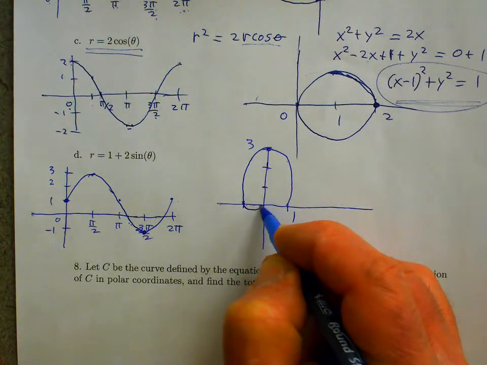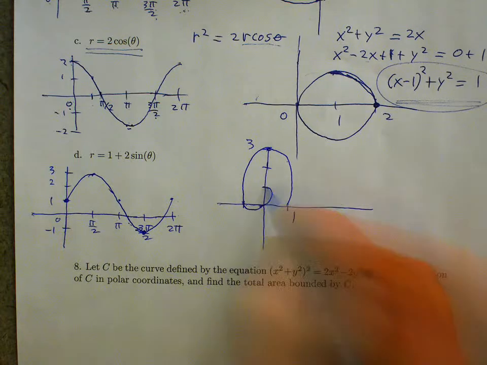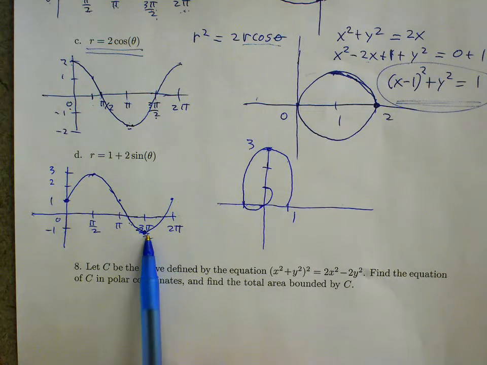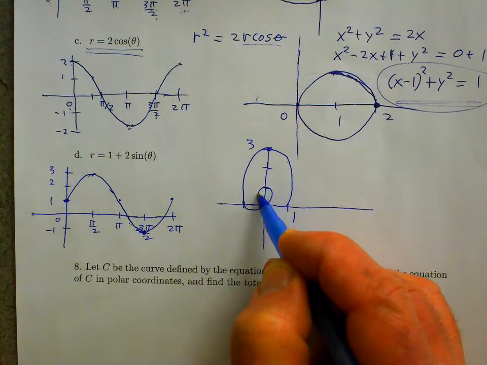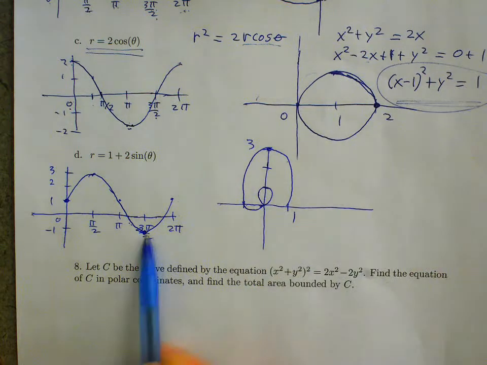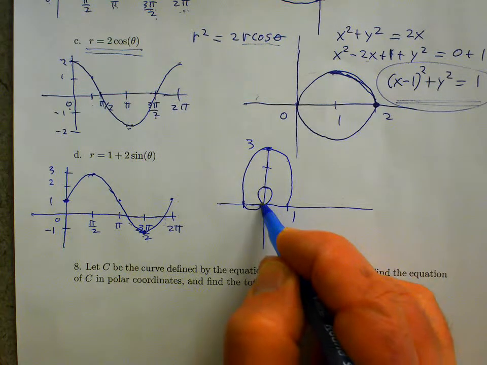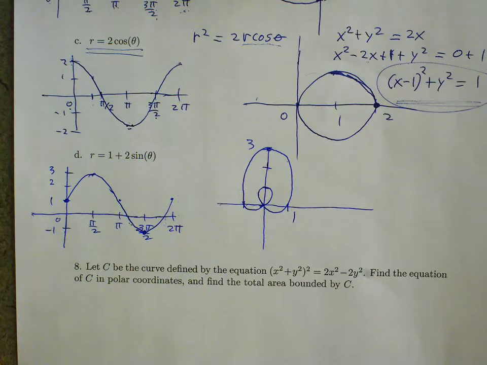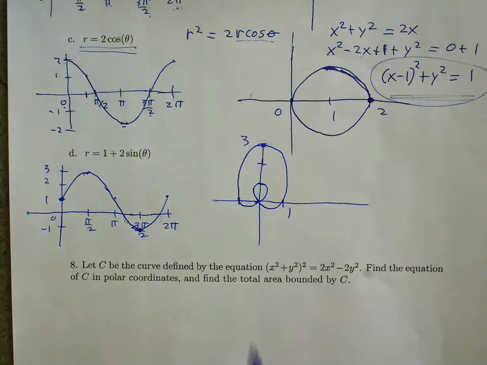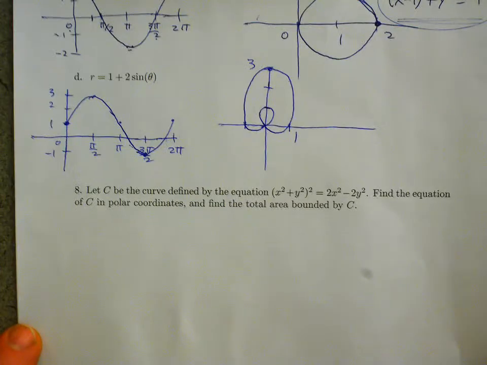So there's going to be an inner loop from 3 pi over 2 to 11 pi over 6. It's coming back around to 0. And then from 11 pi over 6 to 2 pi, it's going back to 1. So did anyone do that beforehand and discover that inner loop? Okay, let's move on to the next one.